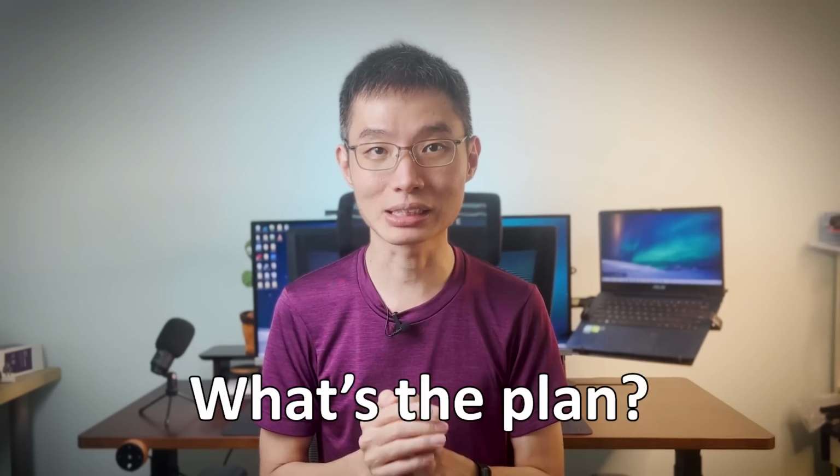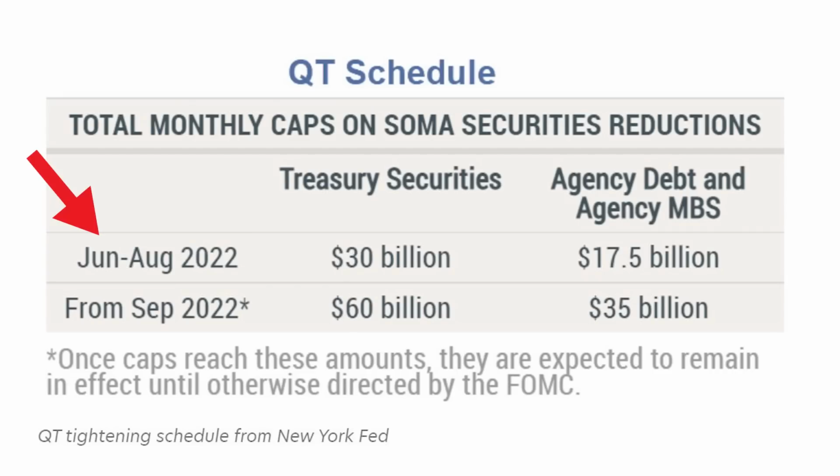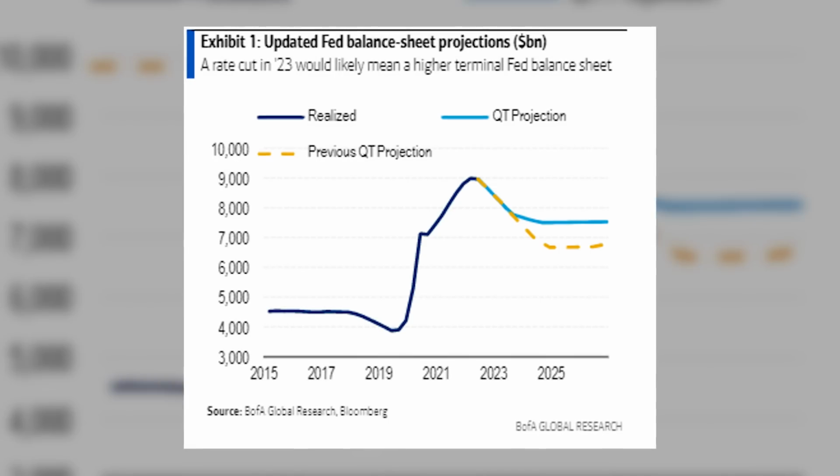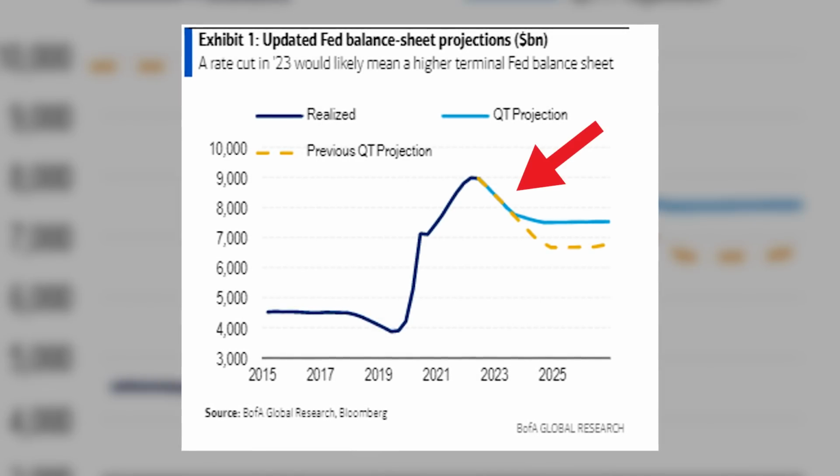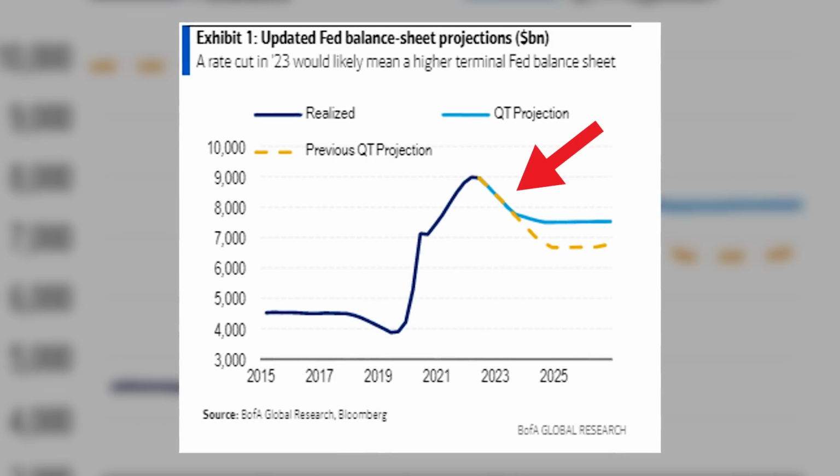In summary, you can think of QE as putting more money into the economy, which will make everyone spend more, and QT as taking money out of the economy, which should make everyone spend less, and eventually cool down inflation. So what's the plan? Starting from June till August this year, the Fed is planning to shrink their balance sheet by $47.5 billion every month. Then, from September onwards, they will be increasing the amount to $95 billion every month. If this continues on, they will shrink the balance sheet by $1.5 trillion by the end of 2023.